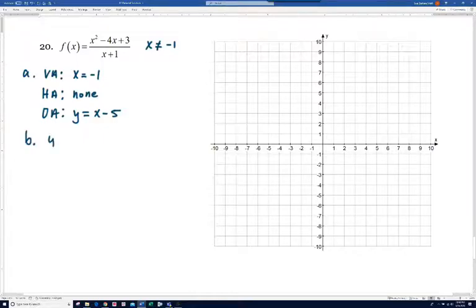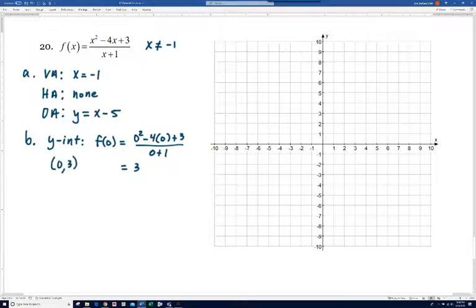Let's move on to the intercepts. So f of 0, if you plug 0 in, you're going to get 3 over 1, or 3. So we have (0, 3) as a y-intercept. And then for the x-intercept, if we let y be 0, we get 0 equals x squared minus 4x plus 3 over x plus 1.